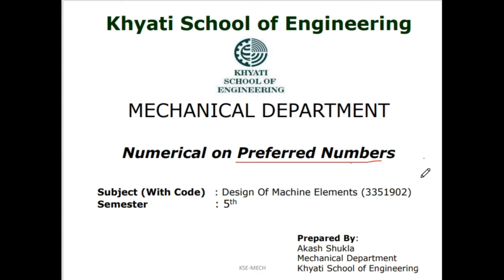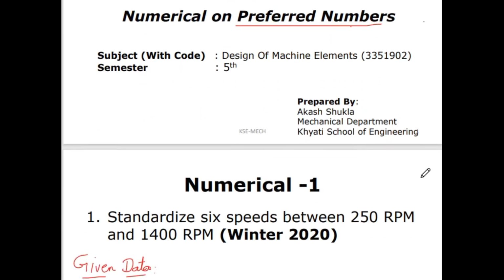We will be solving a numerical on preferred numbers, and these numericals are regularly asked in your GTU exam for 3 to 4 marks. So these are very important numericals from the exam point of view, and in each and every paper you will find a numerical on preferred numbers. So let us solve this numerical.